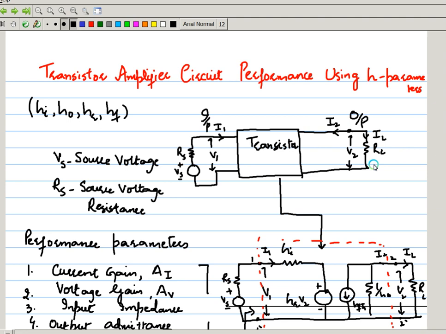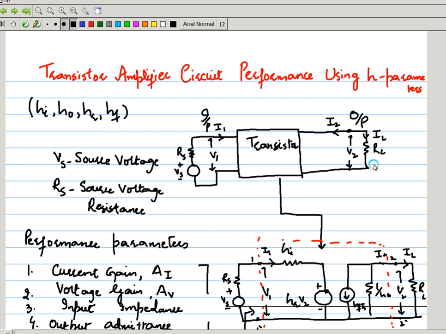My today's video will be on the analysis of the transistor amplifier circuit parameters using the H parameter model. We have already discussed the various H parameters which are used to determine the performance of the transistor, or which are specified by the manufacturer for the transistor analysis. So the four important H parameters are HI, HO, HR and HF.